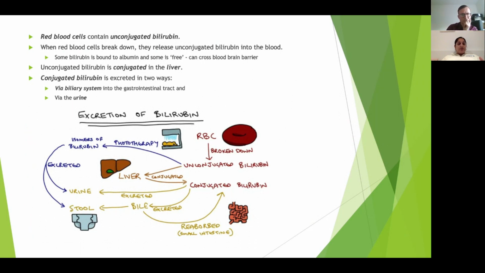So this unconjugated bilirubin then becomes conjugated in the liver, and this conjugated bilirubin is excreted in two ways. One way is through the urine, which is what gives our urine the pigment that it has, and also through the gastrointestinal system, where it's reabsorbed within the small intestine as well. So that's just a bit of the physiology.